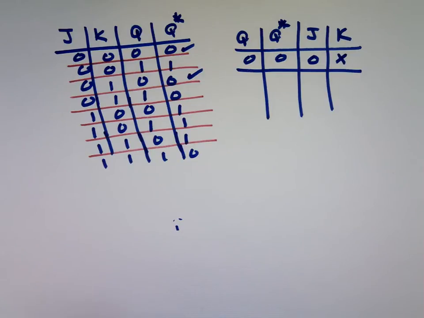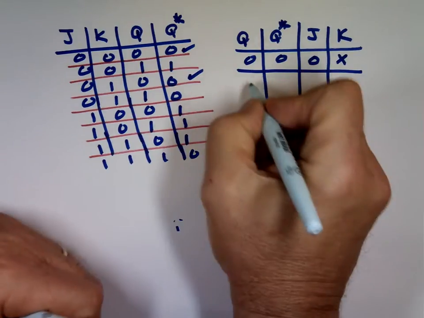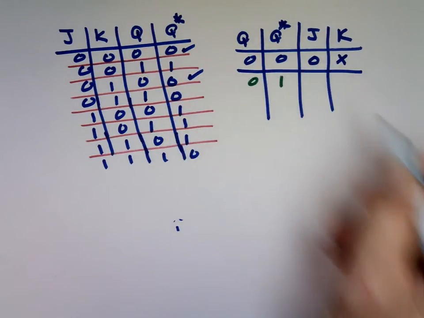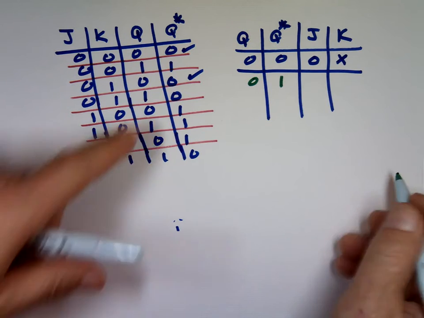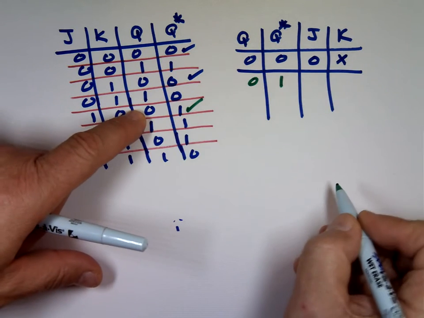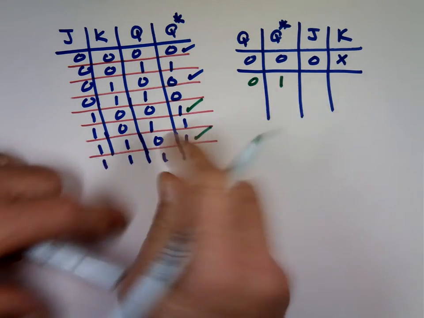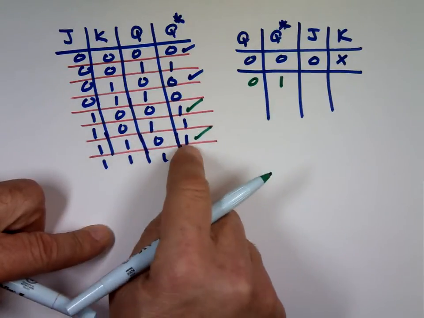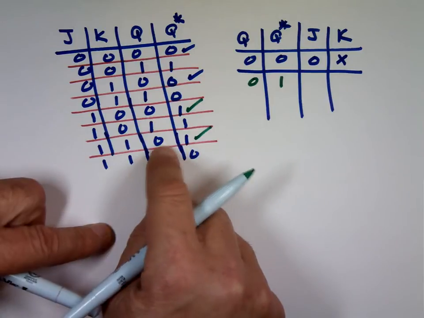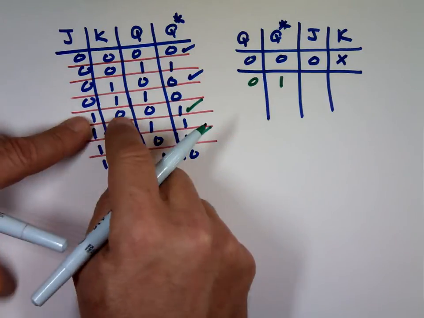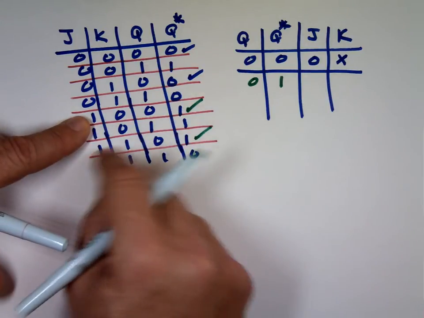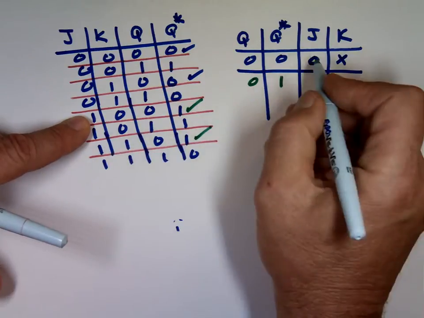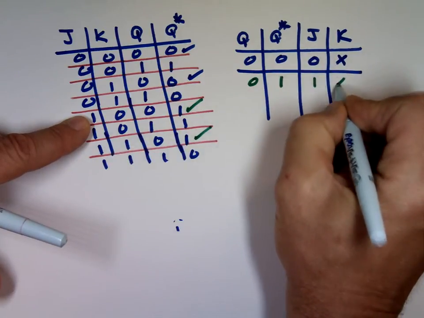The next group, let me look at it with a different color. I want to go from 0 to 1. Let's find out where the 0 to 1 is. 0 to 1. I see 1 here. See it? And I see 1 here. This is Q, and that's the next state. It looks like 1, 0 will do it, or 1, 1 will do it. So as long as J is 1, and who cares what K is?